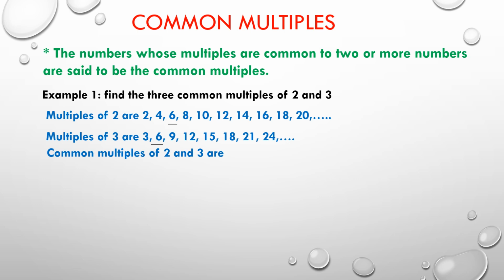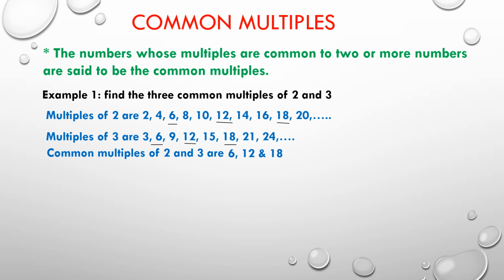Second common multiple is 12. And third common multiple is 18. Very good. So I can say common multiples of 2 and 3 are 6, 12 and 18. There are so many common multiples, but in the question they are asking me to find out only 3 common multiples. Okay, so I just find out 3 common multiples.